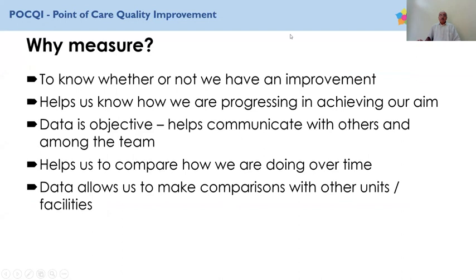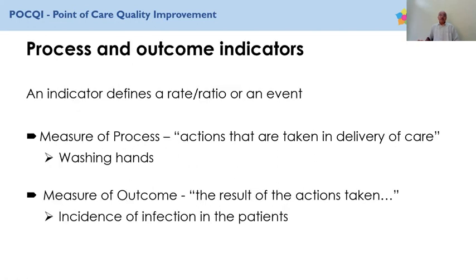What's the problem? Well, measurement is very, very important, because we have to know whether we have an improvement or not. We have to know whether we are progressing in the right direction, or we need to do some course correction or adapt, or maybe change our methodology. Data is always objective, and once you have the data, you can communicate with the team members. You can explain whether we are improving or not improving. You can compare yourself with time, how we were doing earlier and how we are doing now. And at the same time, you can make comparisons between different hospitals, different facilities, with your objective data measuring the same parameters.